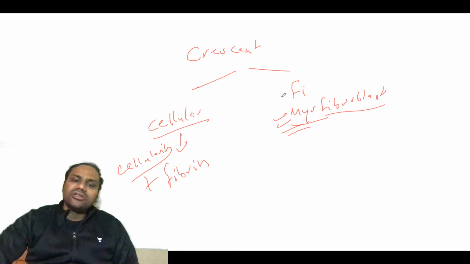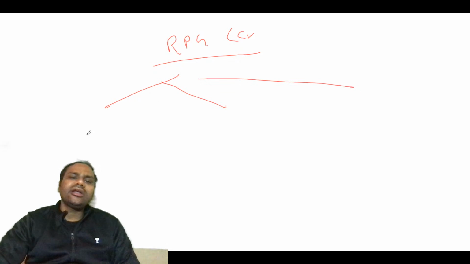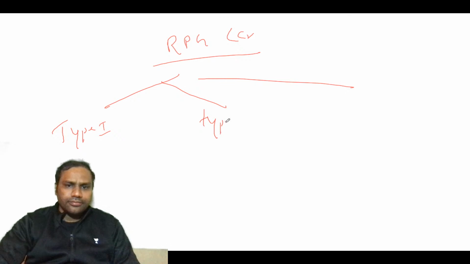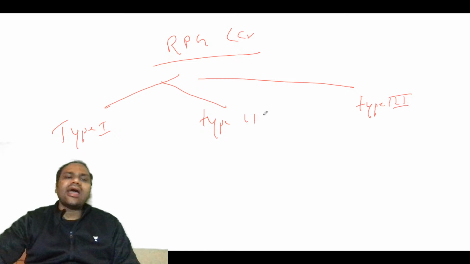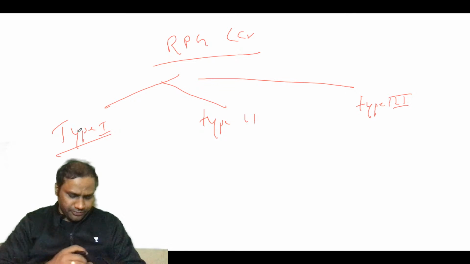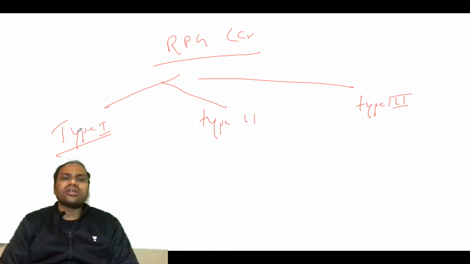Now when you talk about crescent, crescentic glomerulonephritis, or rapidly progressive glomerulonephritis, this can be type 1, type 2, or type 3. They are divided according to your immunofluorescence deposition.